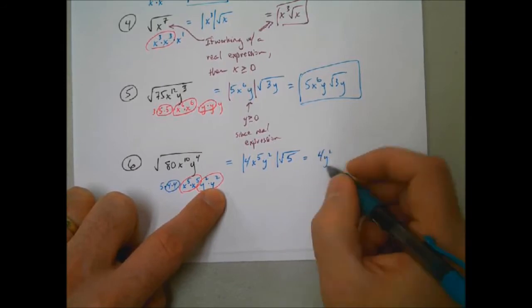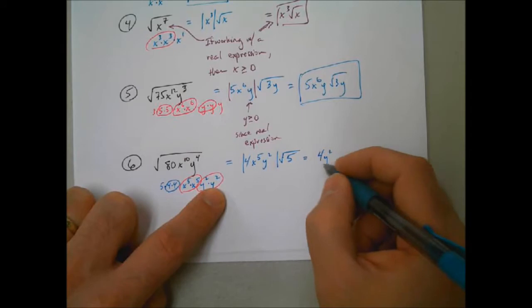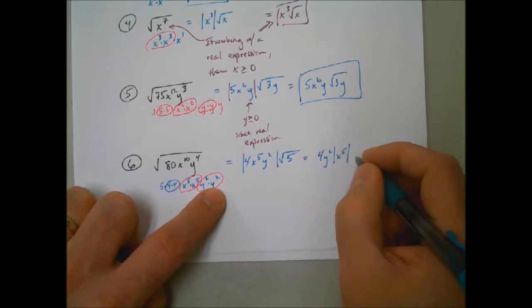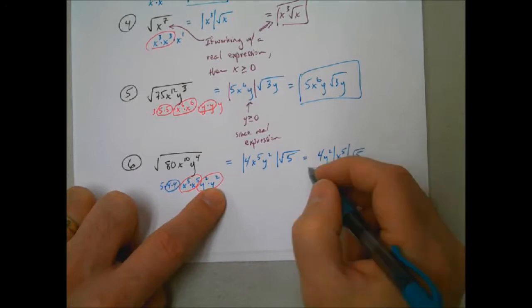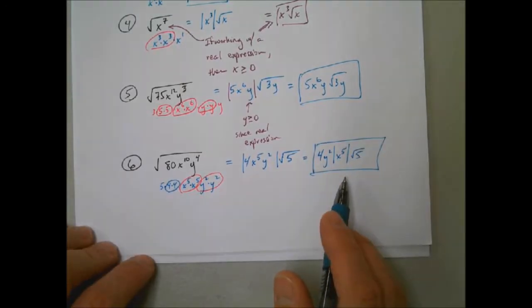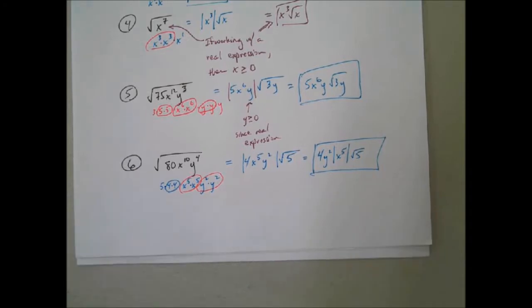So final cleaned up answer here, we have 4y squared, and since none of that is in the absolute value, I'll put that out in front. Absolute value of x to the 5th, square root 5. We do need the absolute value around the x to the 5th there.